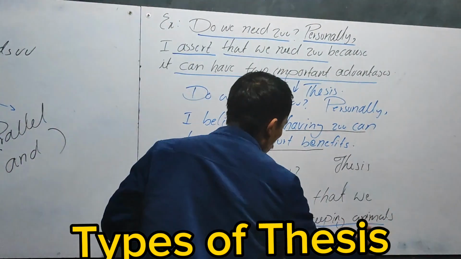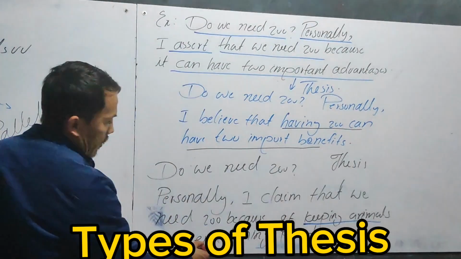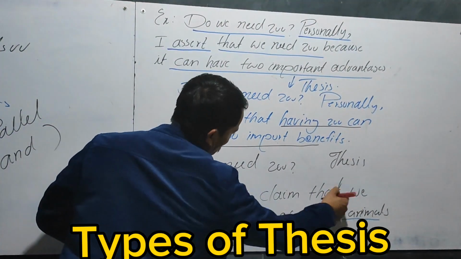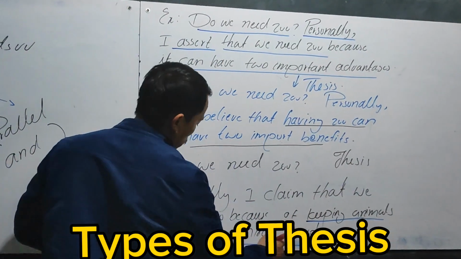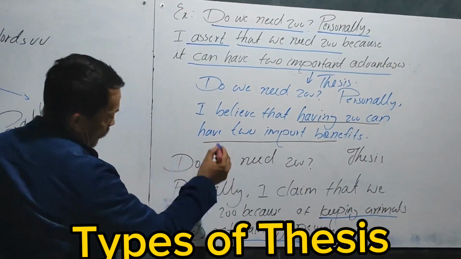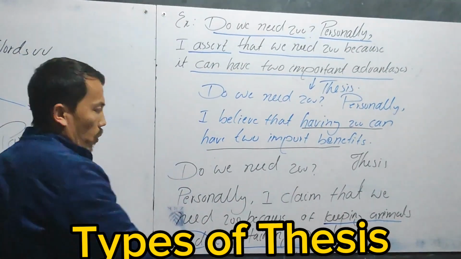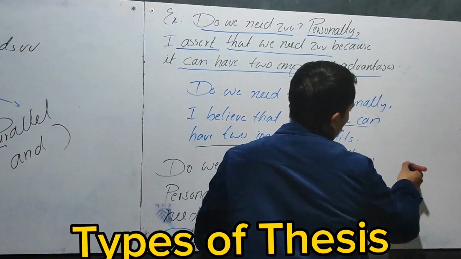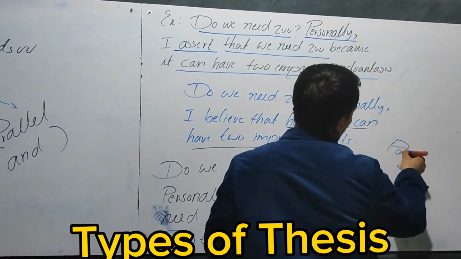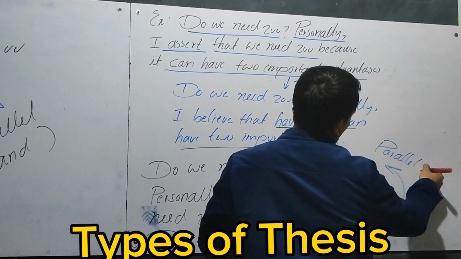So which part is parallel? Keeping animals, is it no? Keeping animals and entertaining people. Look, we have gerund plus noun, and then we have gerund plus noun. We connect them by which word? By word and. So what is this kind of thesis that I used? Parallel thesis.